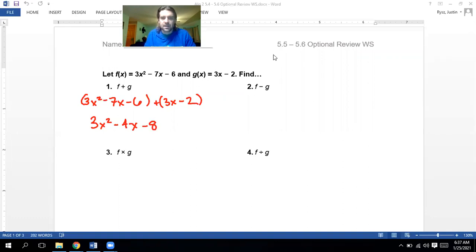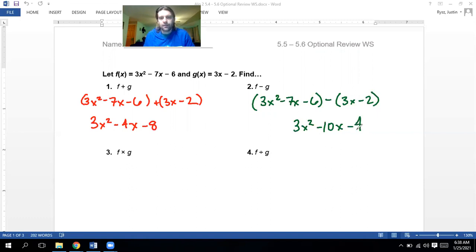And so there's addition. Now subtraction, it kind of matters what order you go in. So we have 3x squared minus 7x minus 6, and we are going to subtract the whole expression, 3x minus 2. So we still have our 3x squared, because it doesn't combine with anything on the right. Then just be careful with the x's. We have negative 7x minus 3x. That'd be negative 10x. And then negative 6 minus negative 2 is like negative 6 plus 2. That is negative 4. All right, so there is subtraction.